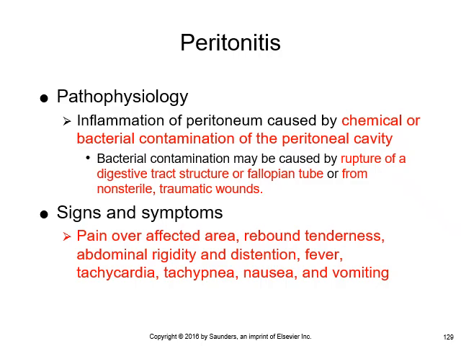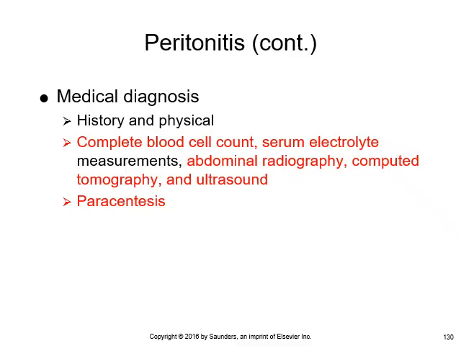Peritonitis is inflammation of the peritoneum that is caused by either chemical or bacterial contamination in the peritoneal cavity. If it's bacterial, we can treat this with antibiotics. Signs and symptoms are pain over the affected area, rebound tenderness, abdominal rigidity and distension, fever, tachycardia, tachypnea, nausea, and vomiting.